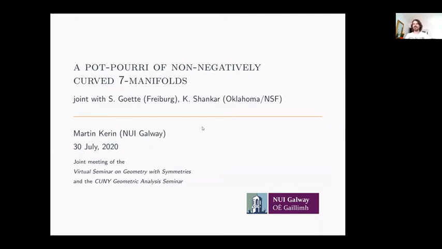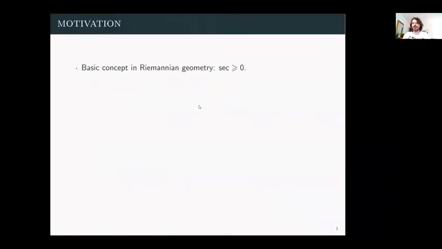As Renato said, I want to talk about non-negative curvature in dimension 7, and this is joint work with Sebastian Goette in Freiburg and Ravi Shankar from Oklahoma and the NSF.